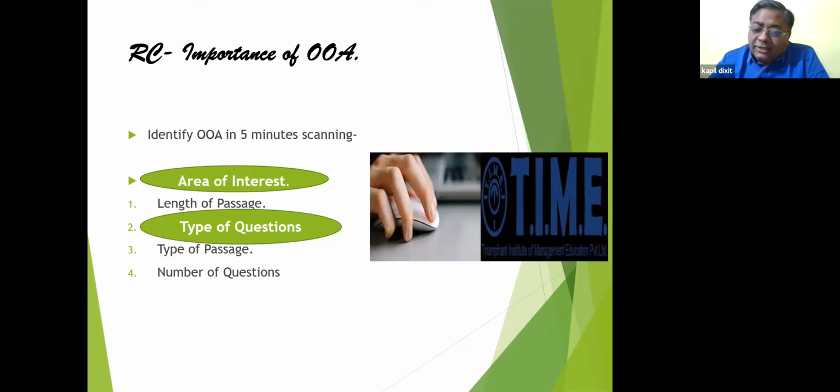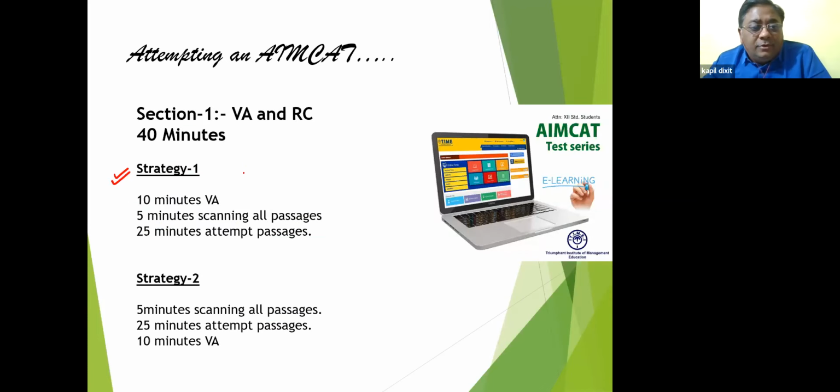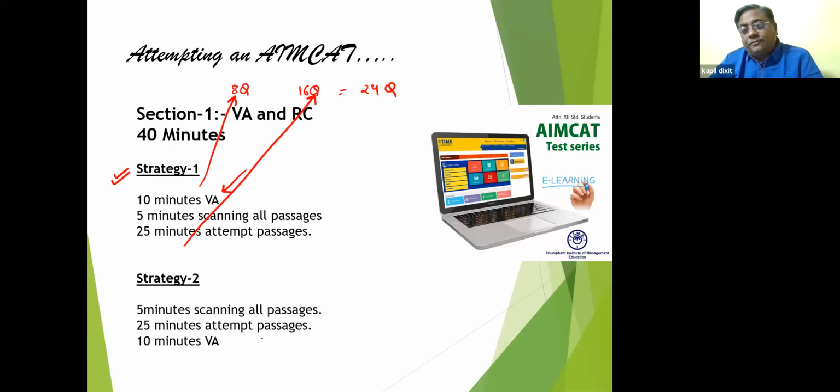Now, the first step in attempting VA is that you will usually have 8 questions from VA and 16 questions from RC. It gives you 24 questions in all. If they are giving you 24 questions and you have 40 minutes in hand, then 10 minutes for 8 questions, and 25 minutes to attempt these 16 questions.